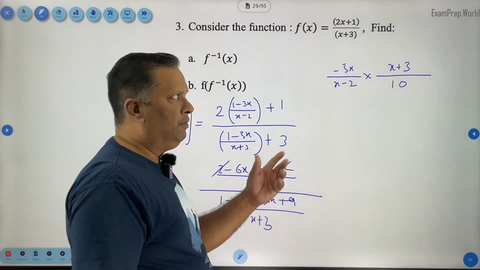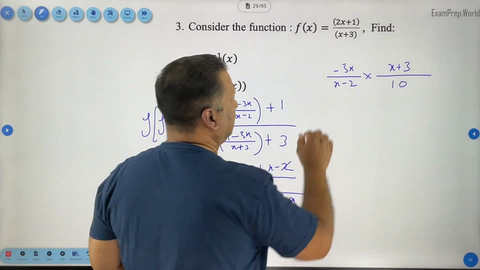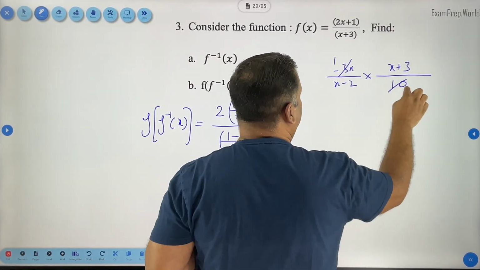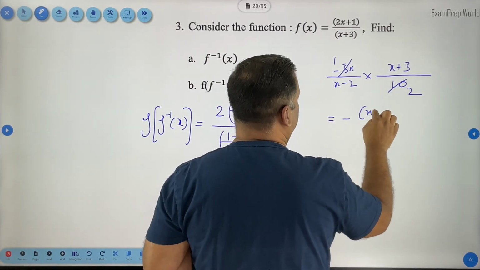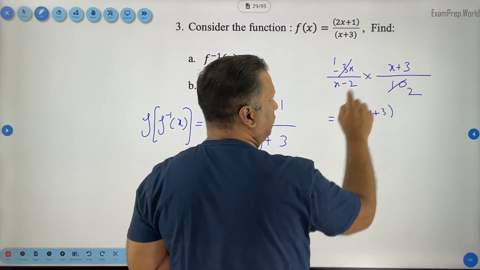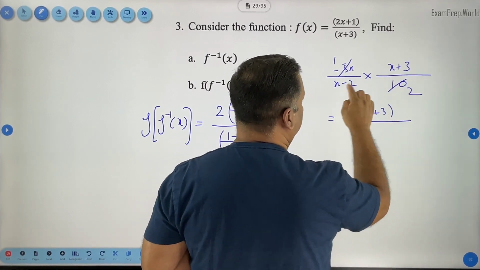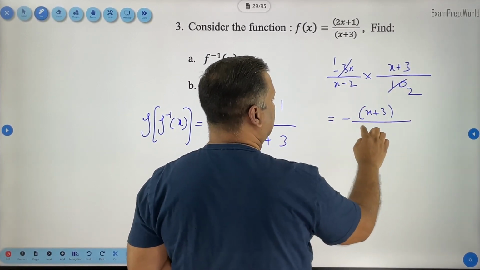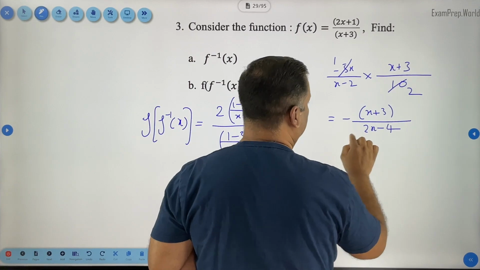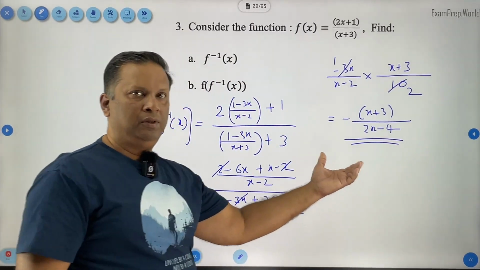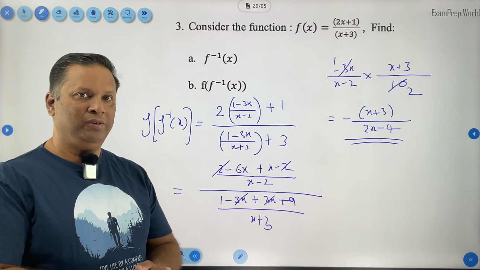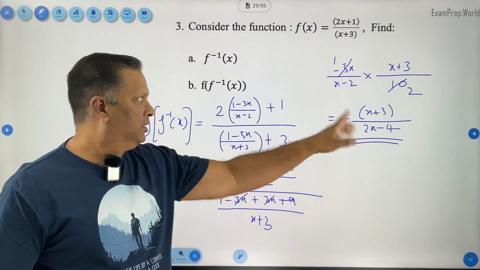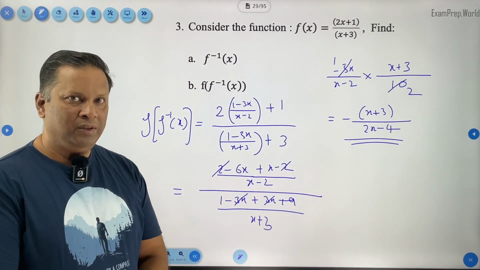right? Now can we cancel a few things? Yes, we can cancel 5 one times and 5 two times. So the final answer is negative (x plus 3), this minus and this x plus 3, and here it is 2 multiplied with this 2x minus 4. That's your simplified expression for the inverse function. Okay, f of f inverse x is this, that's your answer.